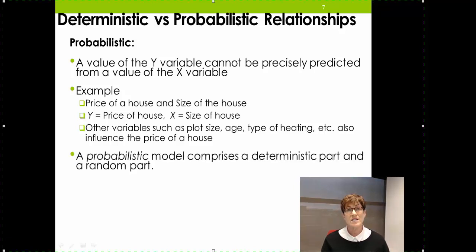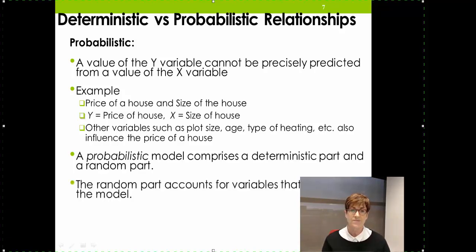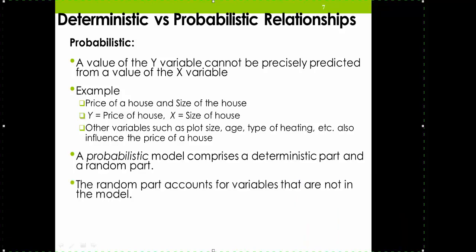So in that sense, a probabilistic model comprises a deterministic part and a random part. And it's the random part that accounts for variables that aren't even included in the model. For example, some variables may not even be measurable.